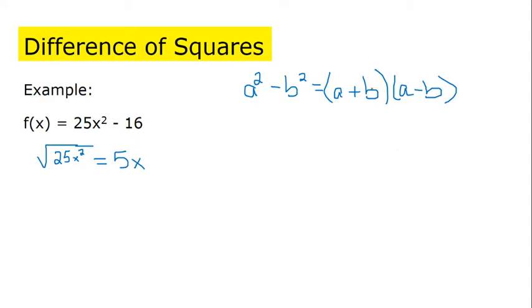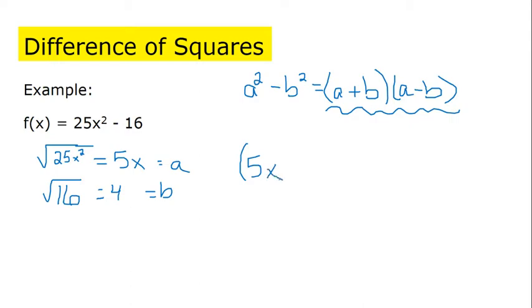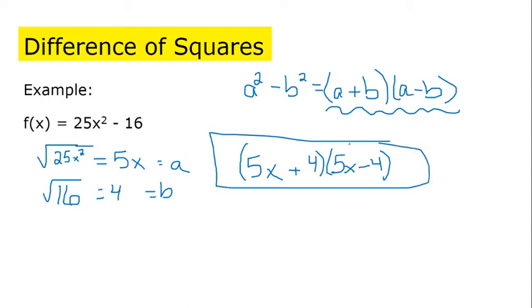Now we need to also find our b. In order to find b, we need to do the same thing. We're going to take the square root of 16. What is the square root of 16? Well, it's 4. So now we have our a value is 5x, and our b value is 4. Now we're just going to plug it into the formula, and that's going to give us our answer. So we're going to have 5x plus 4, and a 5x minus 4. And that is how we factor it for the difference of squares.